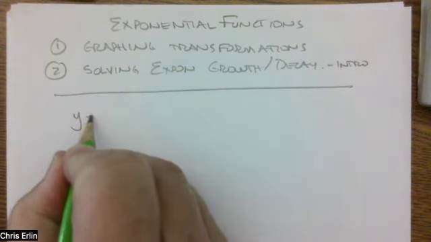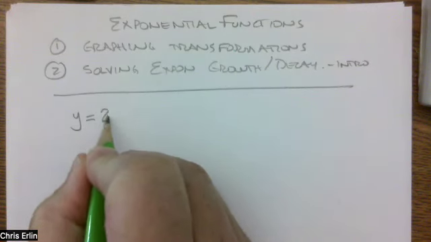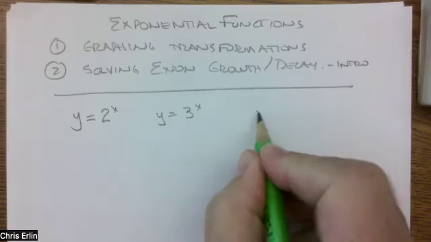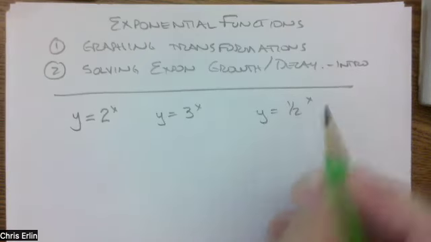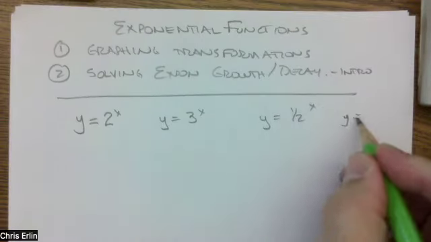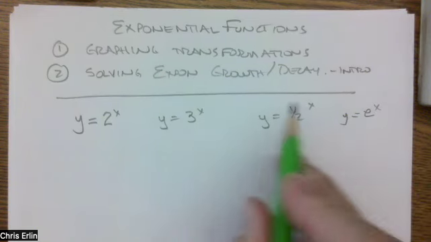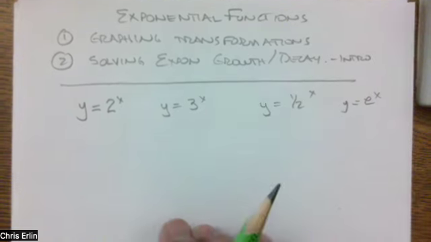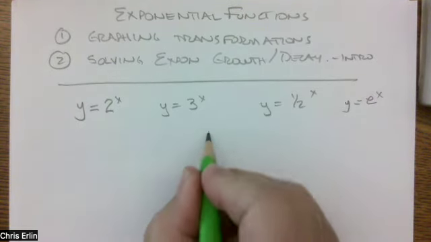Good. In other words, if we have something like y equals 2 to the x, or y equals 3 to the x, or y equals 1/2 to the x, or even y equals e to the x, because the x exists in the exponent, it's called an exponential function. When we graph these, there's something common that all of these have.